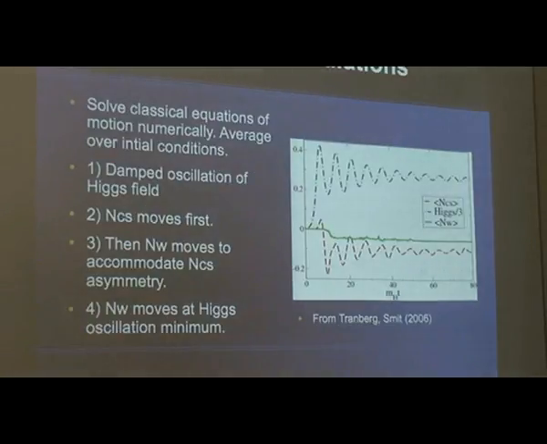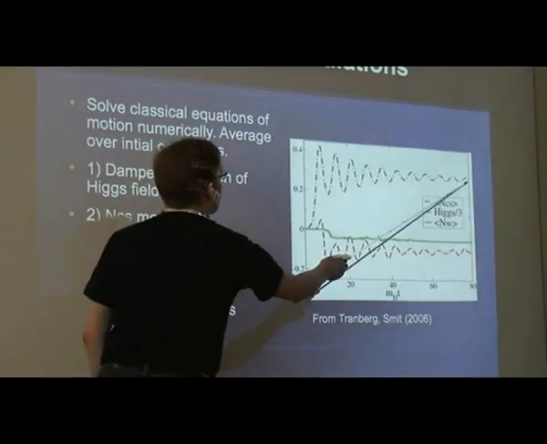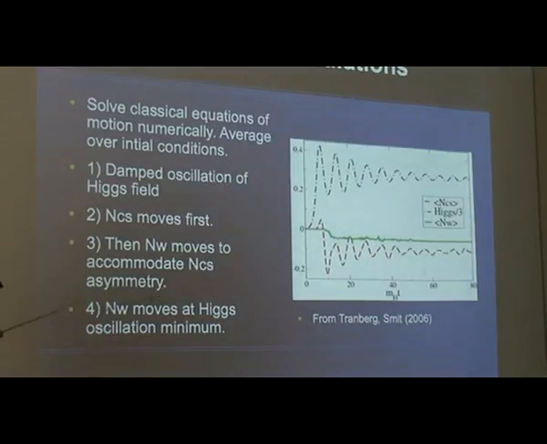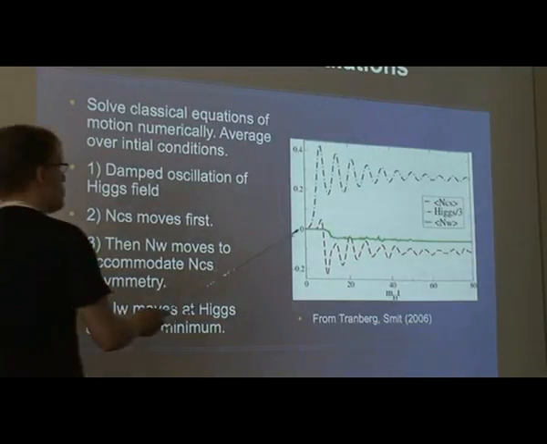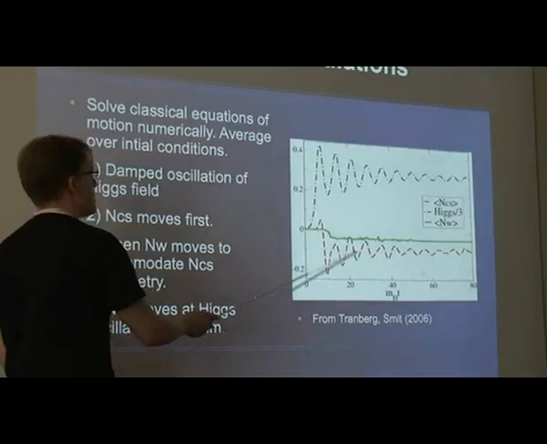Okay, so now you do the simulations, you solve the transport equations, you average over initial conditions. What you see is that the Higgs field falls down and damps into the VEV, the finite temperature level. Then the Chern-Simons number moves first. This is the red line. It goes up, and then it goes down, and then it ends up somewhere here.